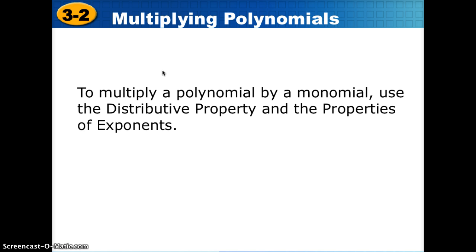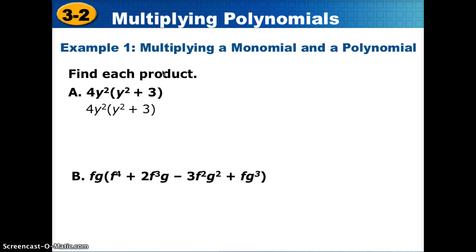Okay, so how do we multiply polynomials? What we're going to do is we're going to use the distributive property and the properties of exponents. You'll notice in your notes that there's a little bit of a review. Again, take a look at that if you need to. Otherwise, let's press on. In example number 1, we're multiplying a monomial to a polynomial.